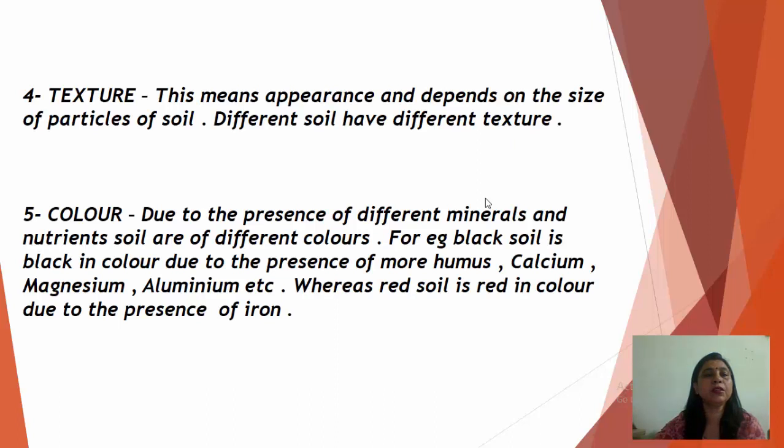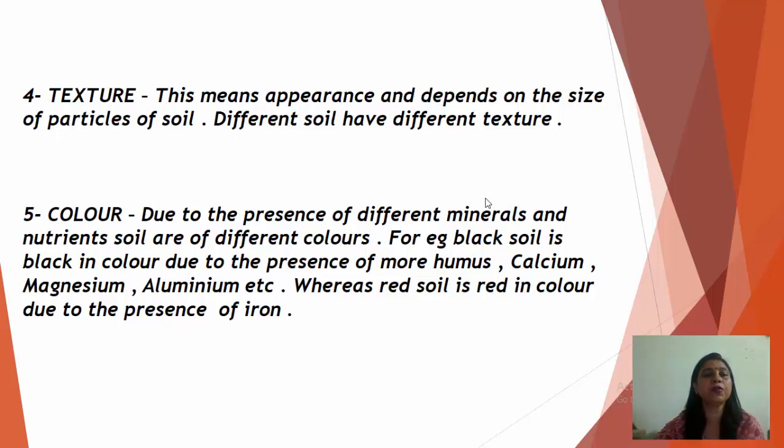The next property is texture. This means appearance and it depends on the particle size of soil. Different soils have different textures, means soil is जो sandy soil जो होती है उसके अगर आप texture देखें तो it is gritty, means आप उसको छुएंगे तो coarse बहुत rough होता है, जबकि clay soil के क्योंकि particles बहुत fine होते हैं तो it has a very smooth texture.